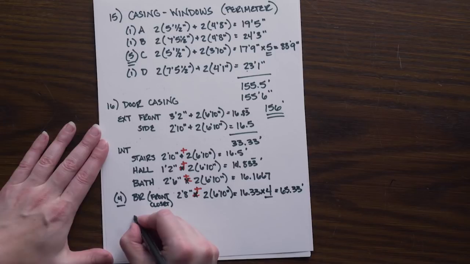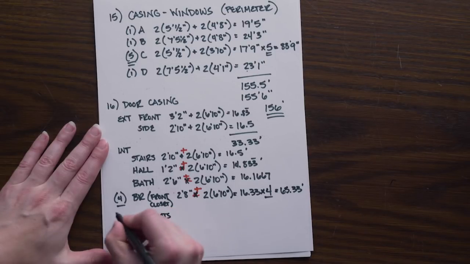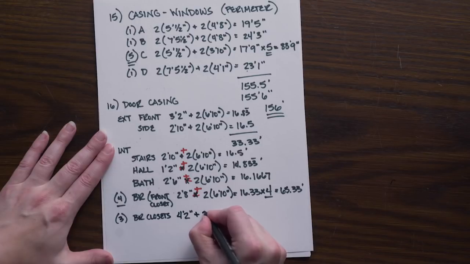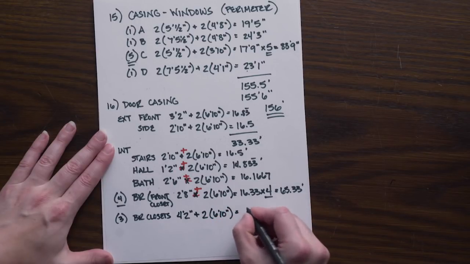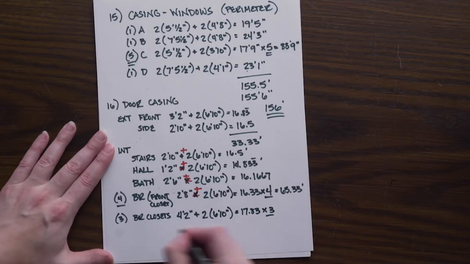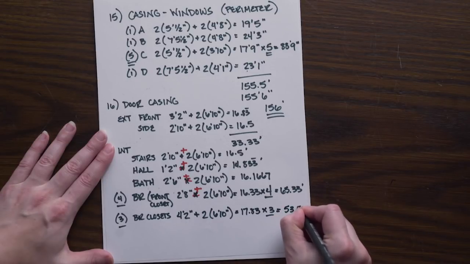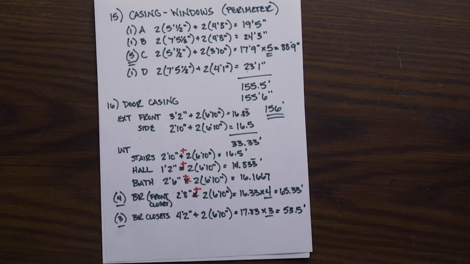And lastly, our bedroom closets. We have 3 of those that are 4'2", plus 2 times the 6'10", gives us 17.83 repeating, times the 3 quantity we have, and that's 53.5. So we have a lot of numbers to add up in this situation.